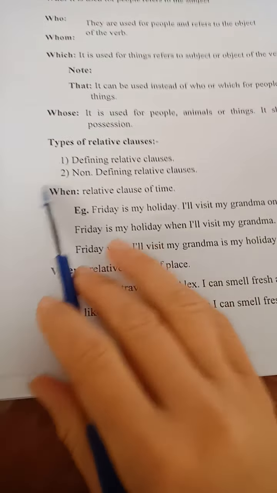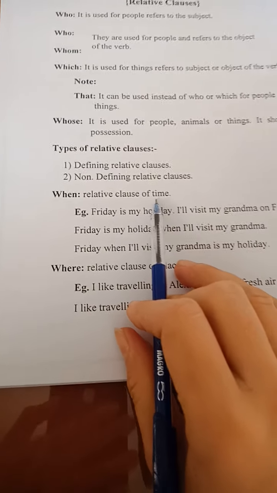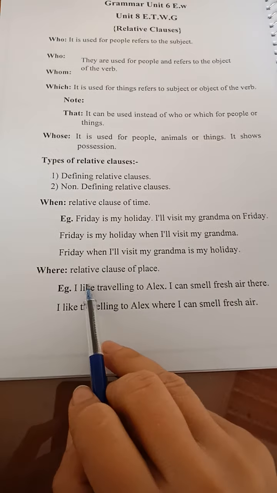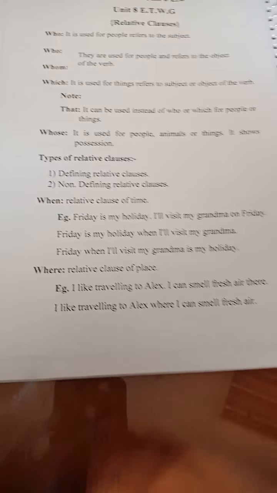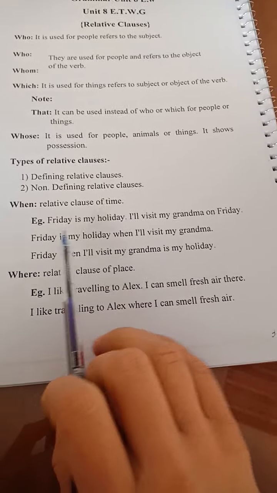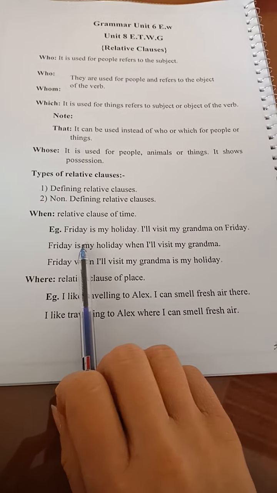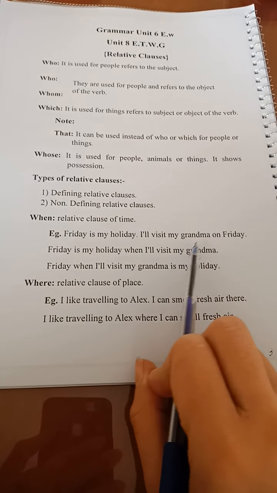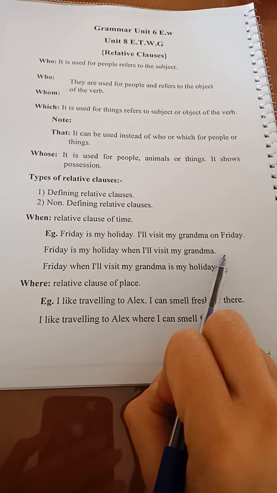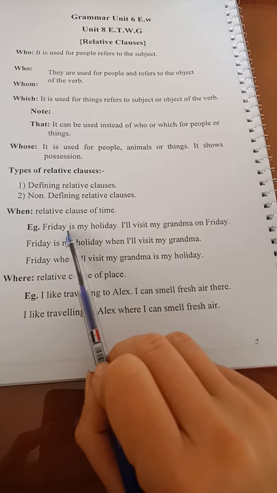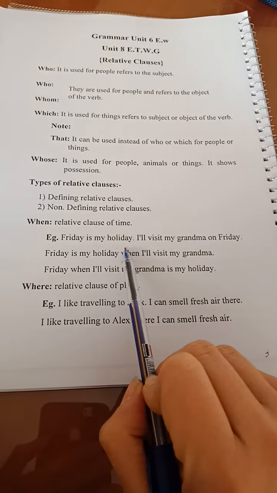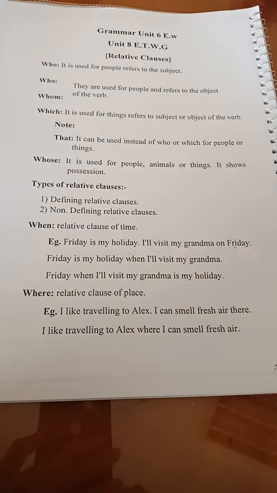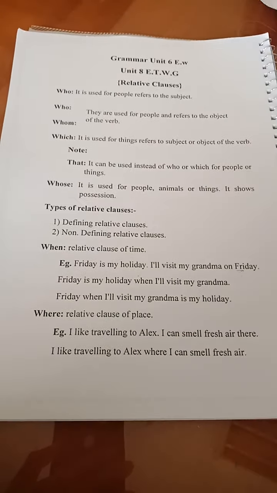We have when for relative clause of time and where for relative clause of place. So, when I talk about time, I will say Friday is my holiday. I will visit my grandma on Friday. Again, Friday is my holiday. I will visit my grandma on Friday. This is the repeated part.